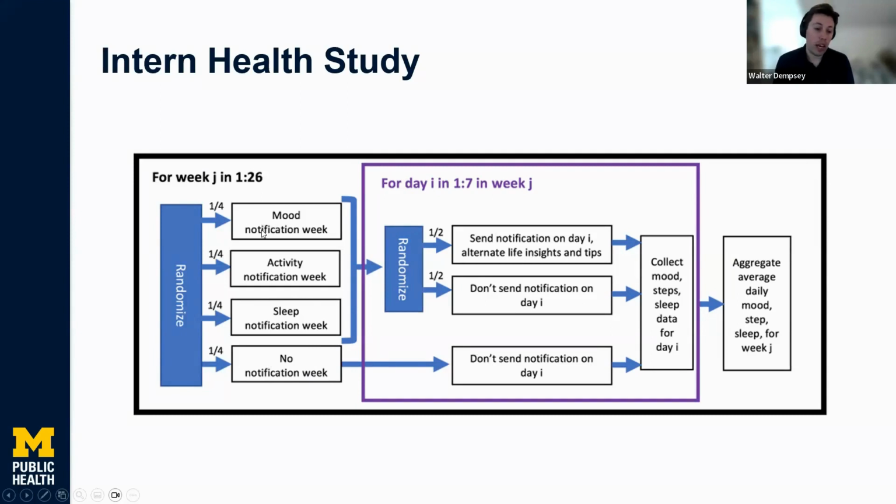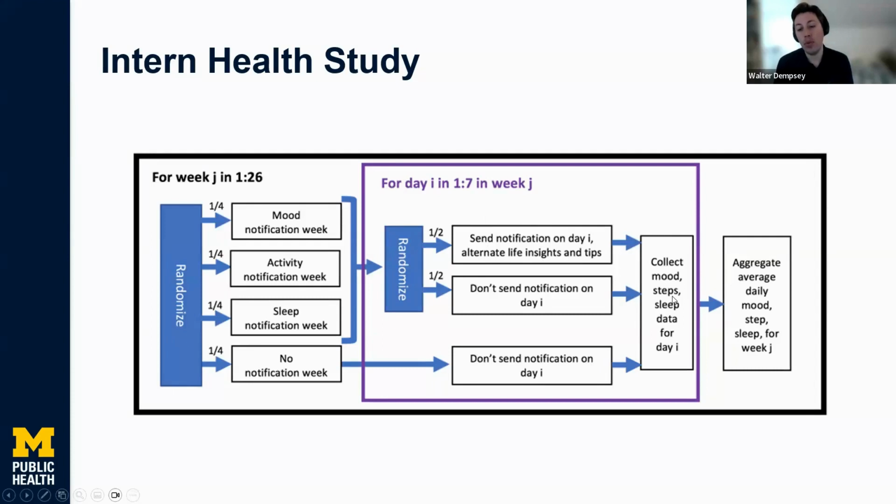If they received one of these types of weeks, they were randomized every day to receiving a potential message versus not receiving a message. If you were in an activity notification week, it looked like HeartSteps. You were receiving messages like, hey, you should be physically active today. The tips were things like, here's a way to be physically active with a highly demanding job. Alternative life insights were things like, we saw that you had a low step count yesterday, keep at it, you can improve your physical activity. So these messages were tailored to the individual's data, or they were providing generic tips.